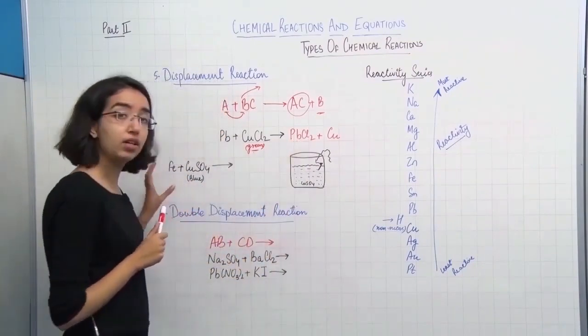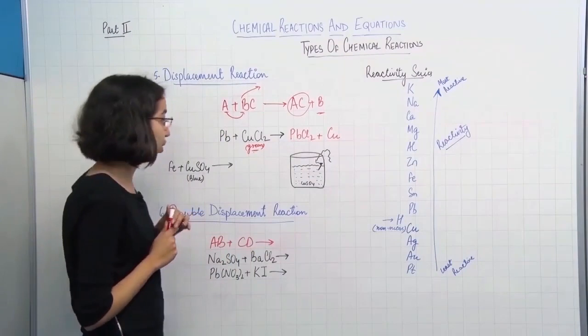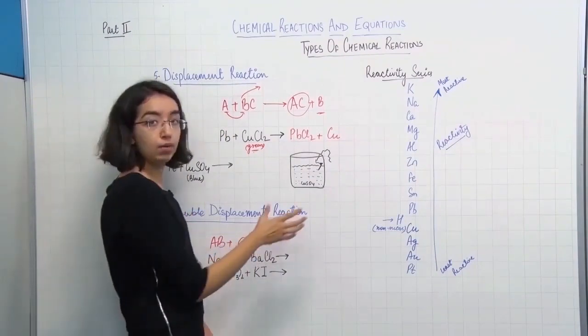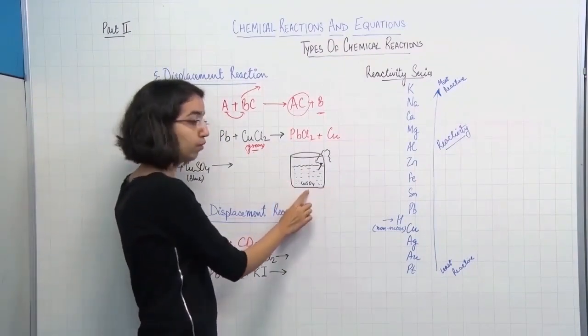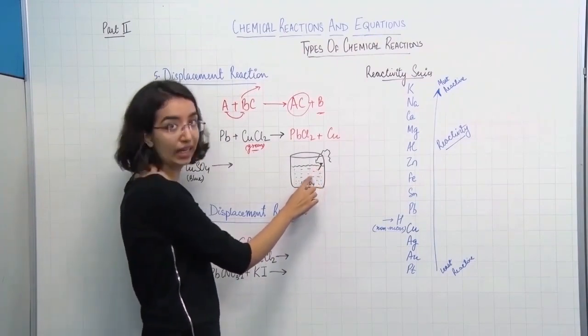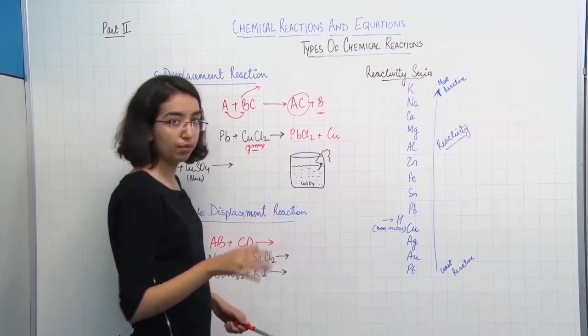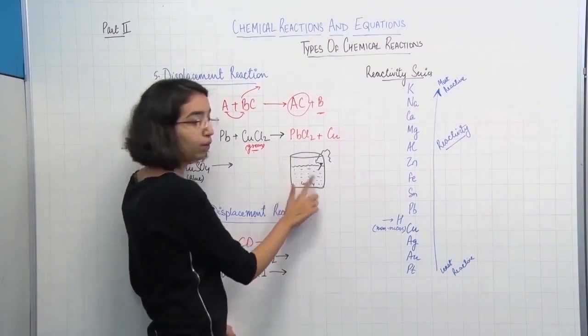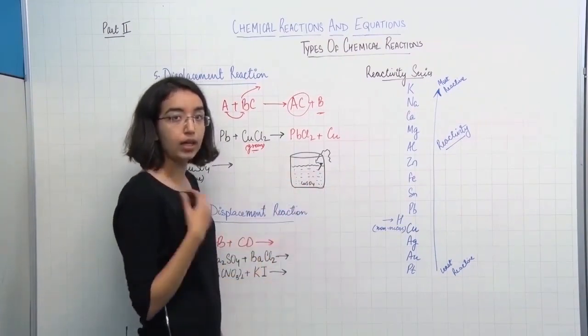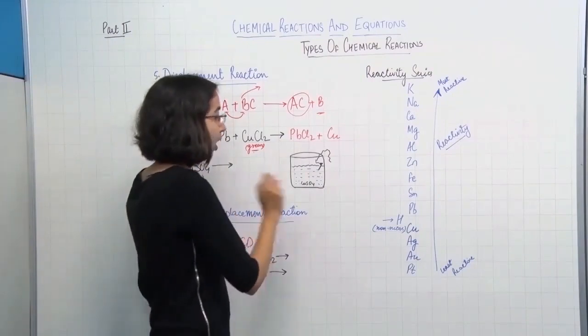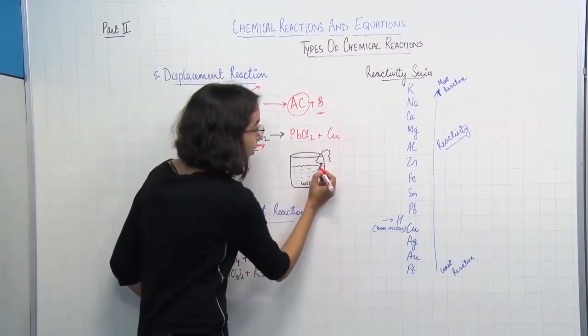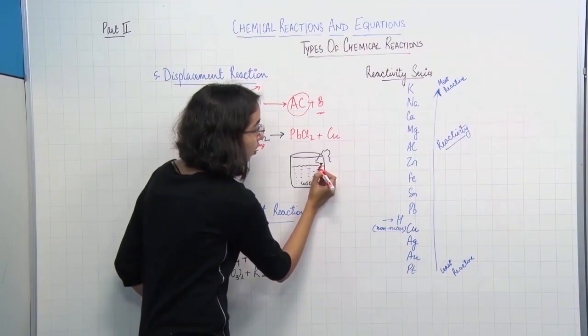Now another activity which is very important from the examination point of view is this. The activity asks you to make an aqueous solution of copper sulfate and then put an iron nail in it. When we dip an iron nail in the solution and leave it for a couple of hours, what we see is that the blue color starts to disappear and a colorless solution is obtained. And on the iron nail there is a red-brown deposition.